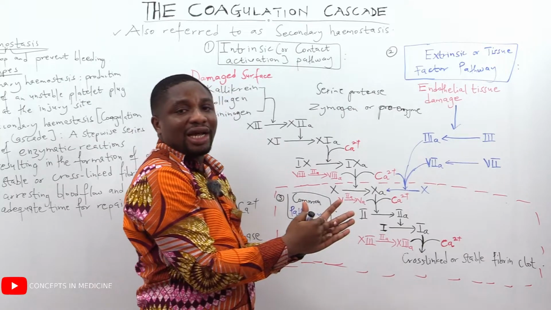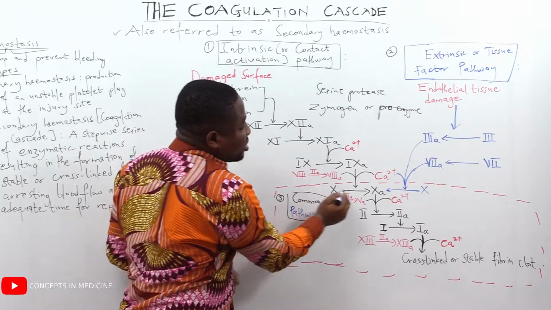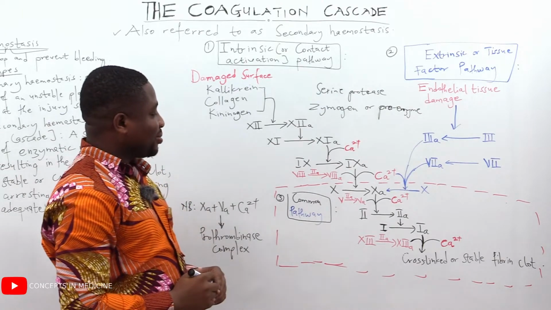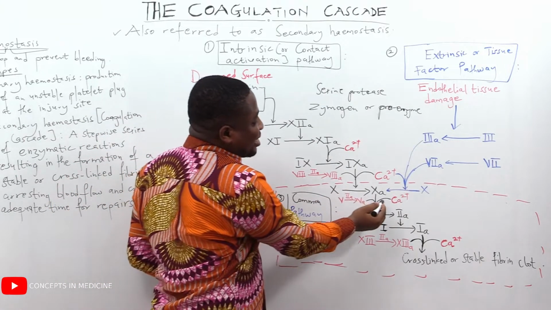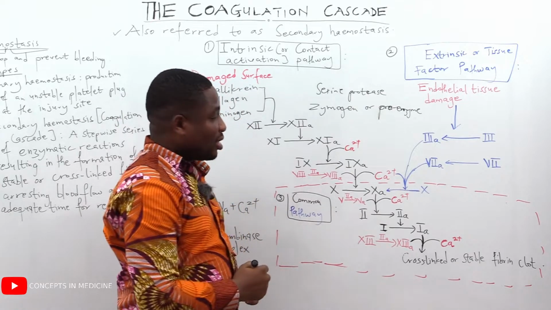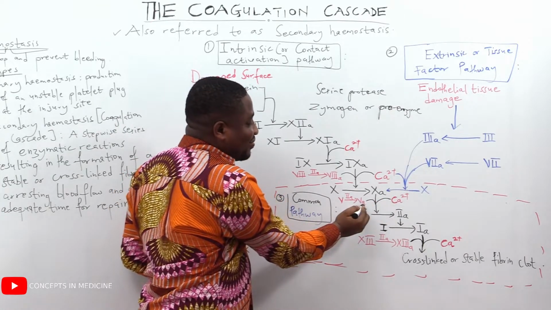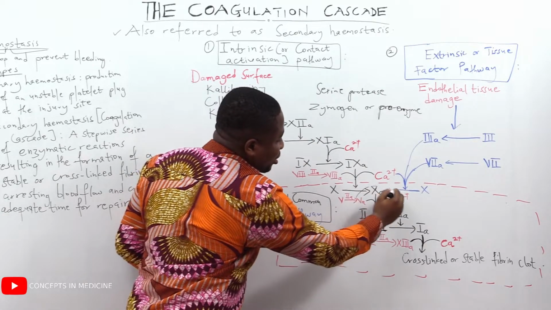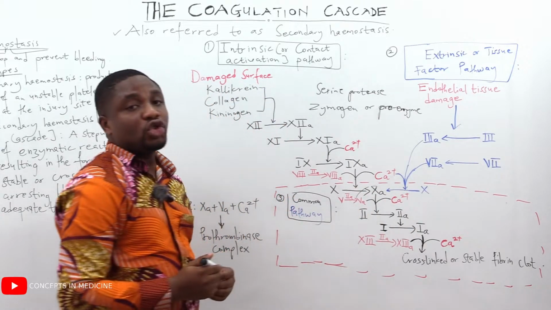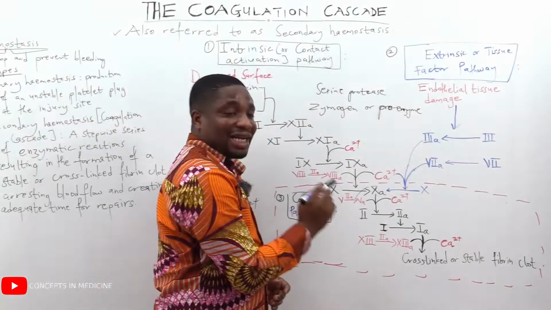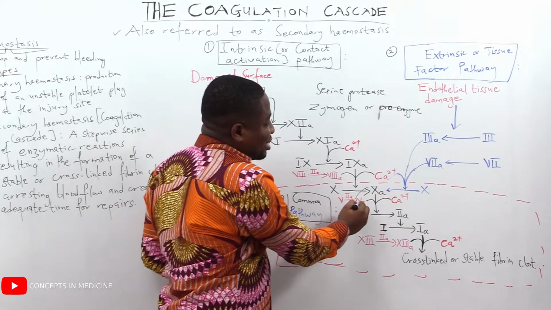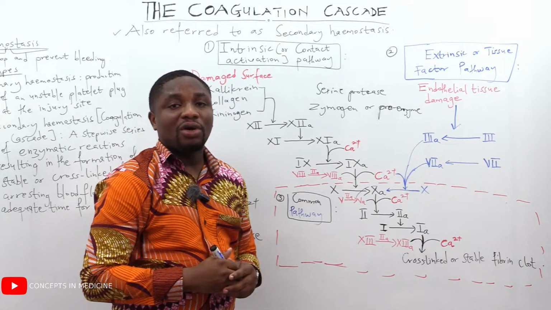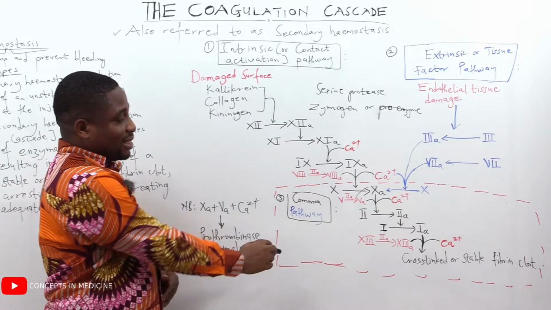They join together to give us a common pathway. So this is where the common pathway is going to start from. In that case, we will say that the activated factor 10 together with calcium and activated factor 5, these three, we refer to them as prothrombinase complex. That is activated factor 10, activated factor 5, and calcium together will form a complex we call prothrombinase complex.